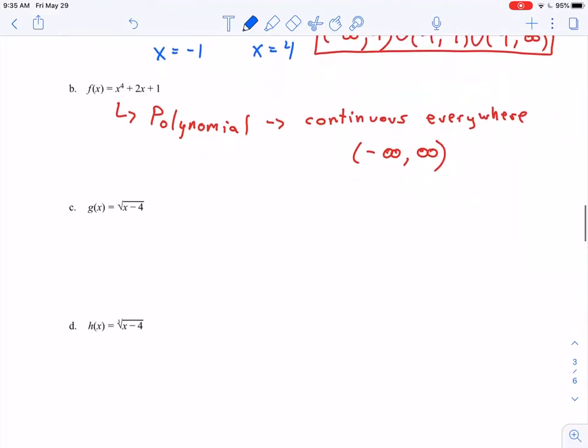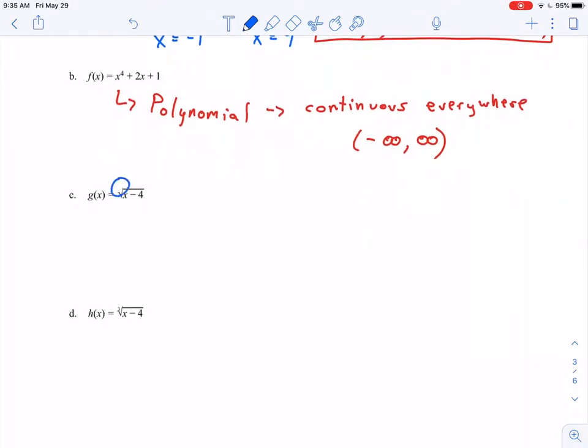Okay, C's maybe a little bit tricky because I don't know what my value of n is right here. There's not one written. Well, if we're talking about a square root, we're probably talking about an index of 2. If there's not one written, we're going to assume that index is 2. So that means my index is even, which really means I need to be worried about imaginary numbers.